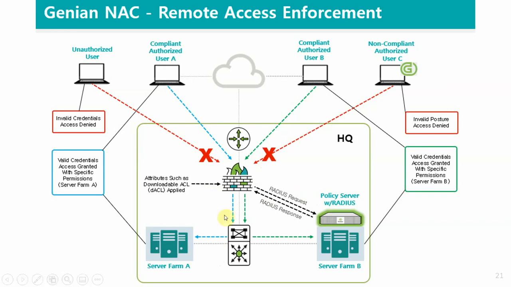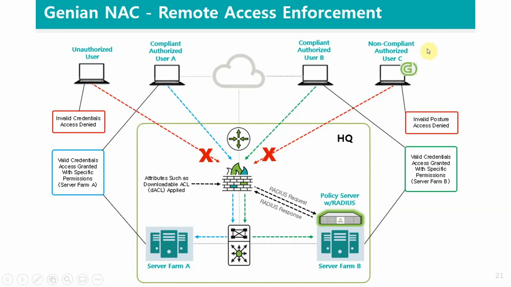The same process happens when compliant authorized user B connects to the network. The policy server and Radius server of Genie and NAC returns an attribute such as a downloadable ACL, which is applied to the remote access session for user B, allowing user B only access to server farm B. Of course, more granular access can be permitted in the downloadable ACL, such as access to only an individual server or even an individual service on a server, but this is a basic example of how this feature can work.